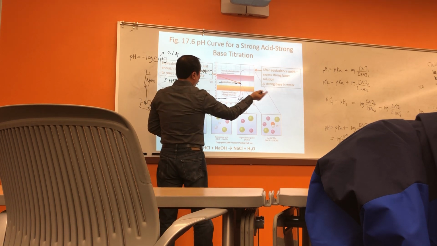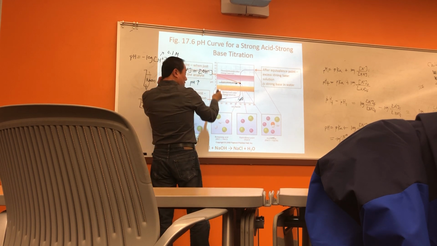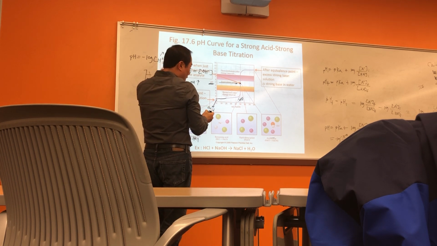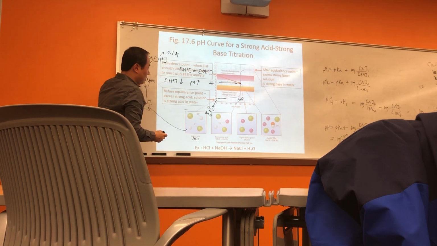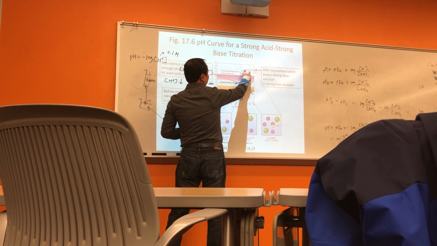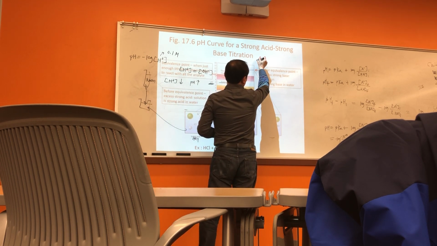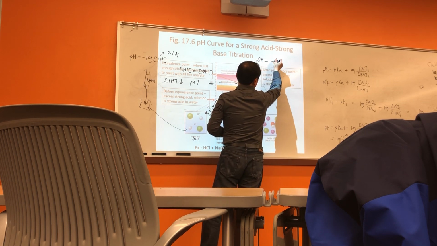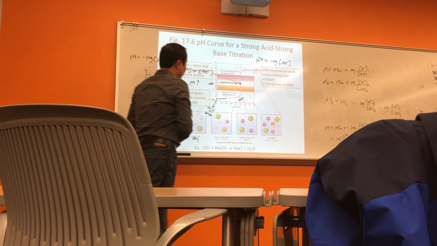So all you have to know right now is that at the endpoint or equivalence point, that will be pH 7 because it's strong acid and strong base. After the equivalence point, because you are putting in more base, pH will rise up all the way to the concentration of hydroxide. Okay.